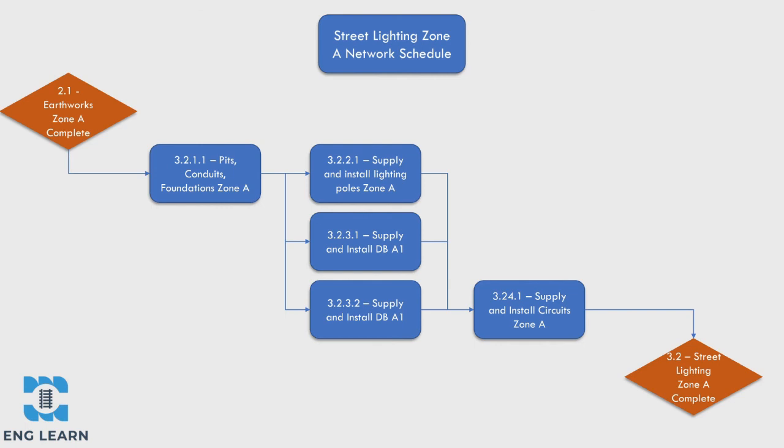To install the circuits and cabling between the distribution boards and the street lighting, we need both the distribution boards and the street lighting poles to be installed. Once this is complete, we can turn on our street lighting system and mark this off as complete. This is a very simple example, but we can see how we can then do this same level of detail for the earthworks, structures, utilities and roadworks to get an overall linked project schedule.